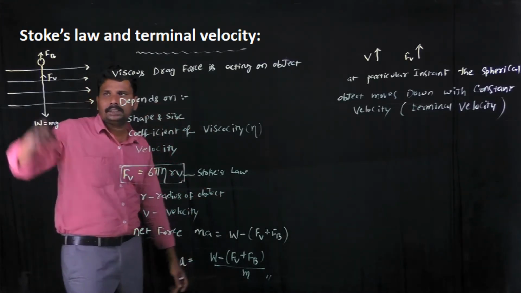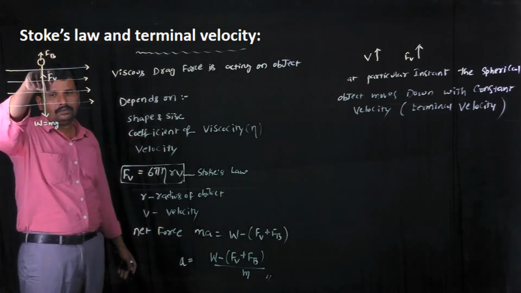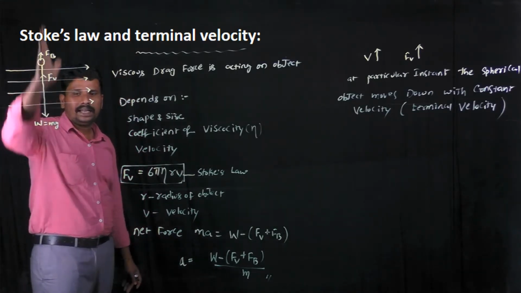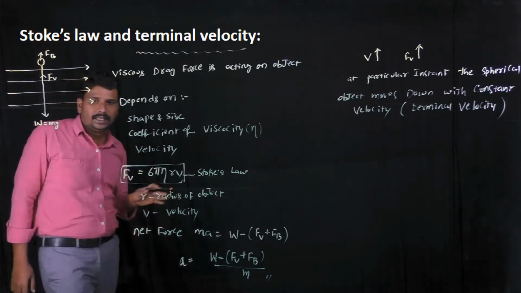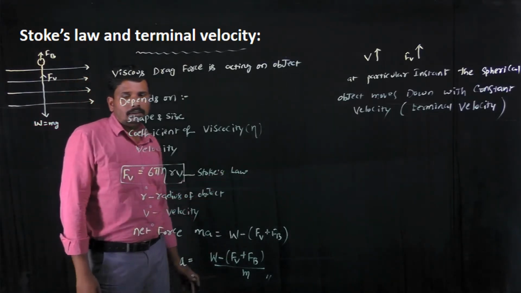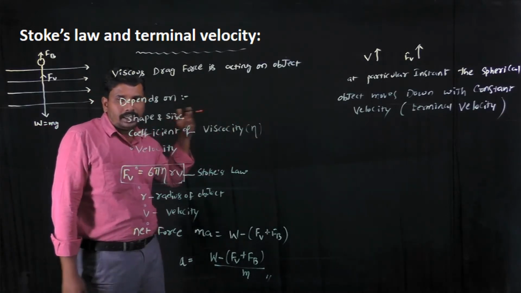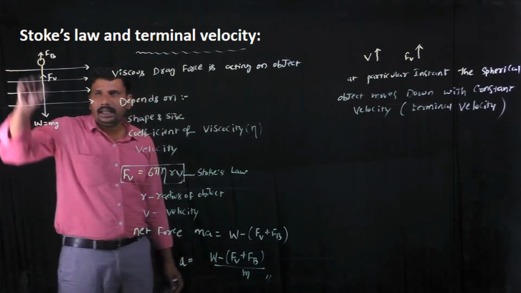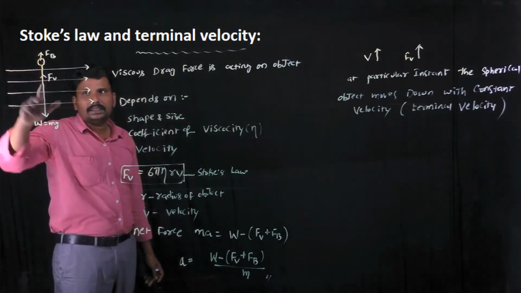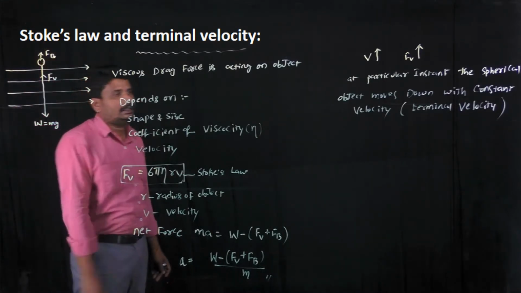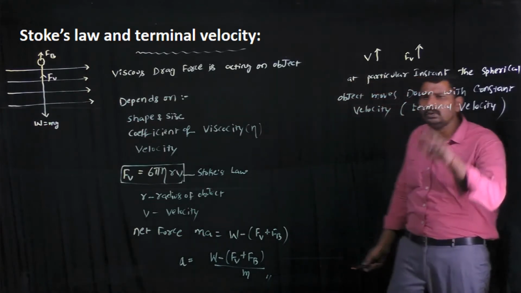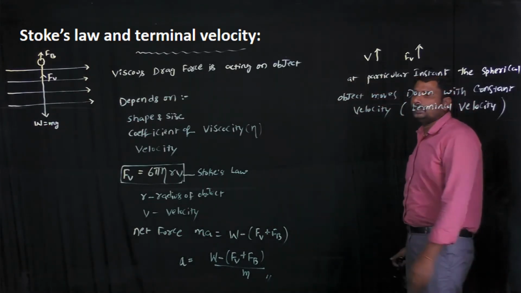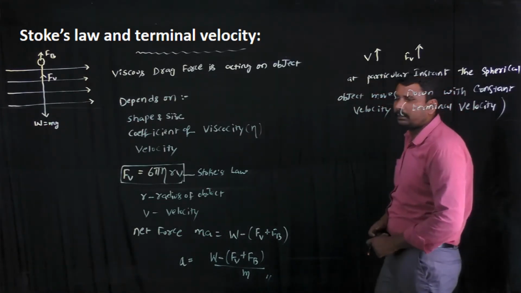As like this, when an object falls through a fluid, the viscous drag force opposes the motion of the object. If there is a great speed of a vehicle, there is also great air resistance. Here the velocity of the object increases, and the viscous drag force also increases. At a particular instant, the spherical object moves with constant velocity. This constant velocity is nothing but the terminal velocity.